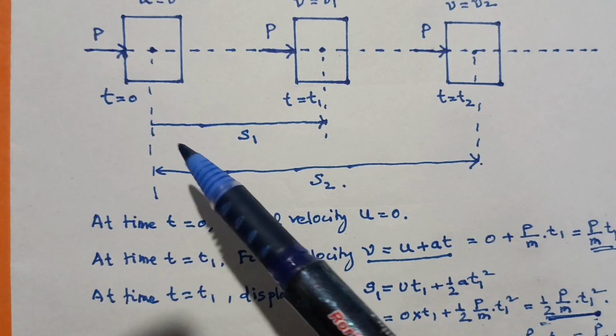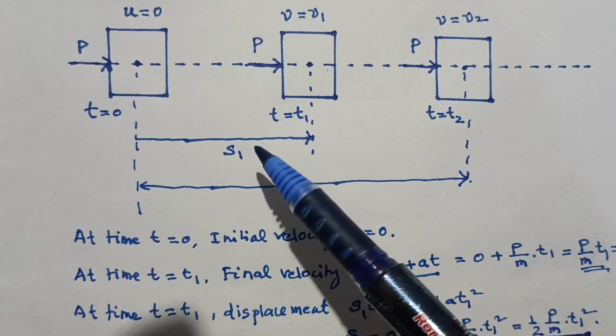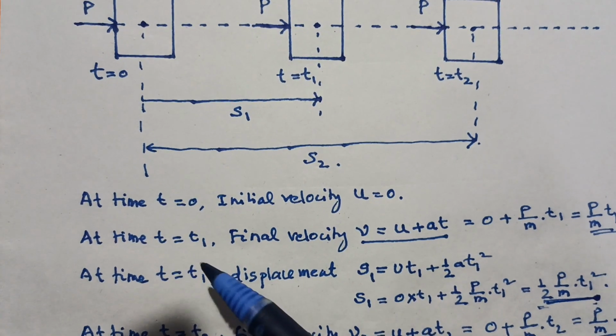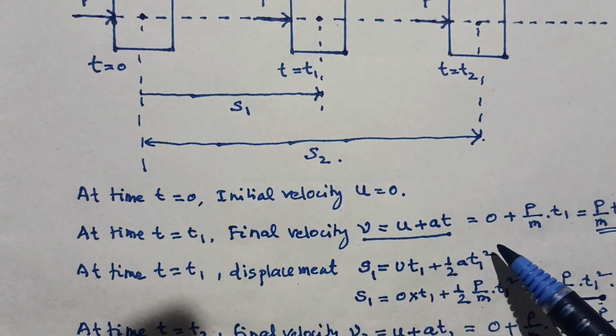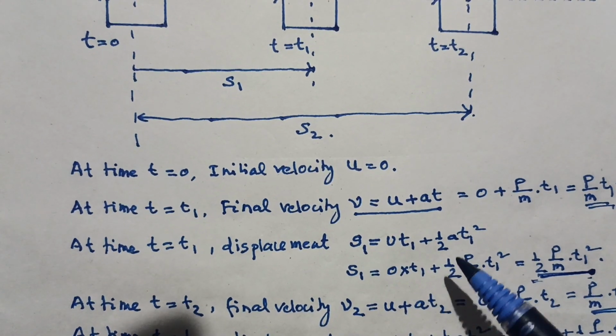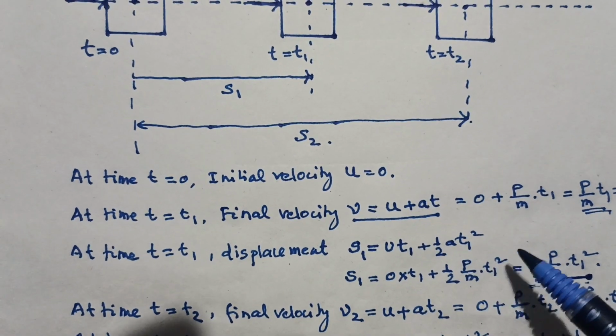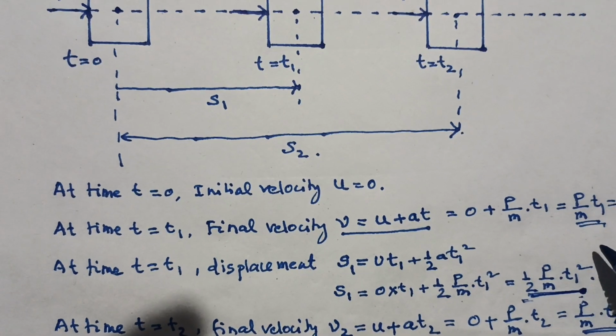Similarly, what displacement will the body cover during this time t1, which is marked here as s1. At time t equal to t1, displacement s1 equals u t1 plus half a t1 square. So s1 equals 0 into t1 plus half P by m t1 square, which comes out to be half P by m into t1 square.